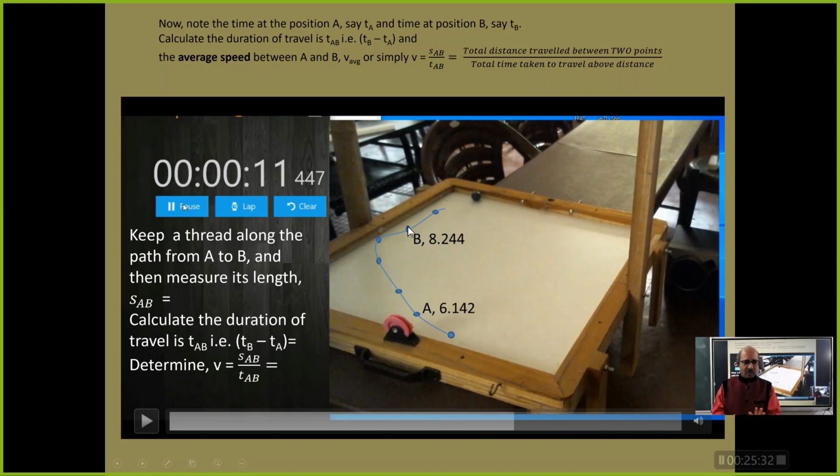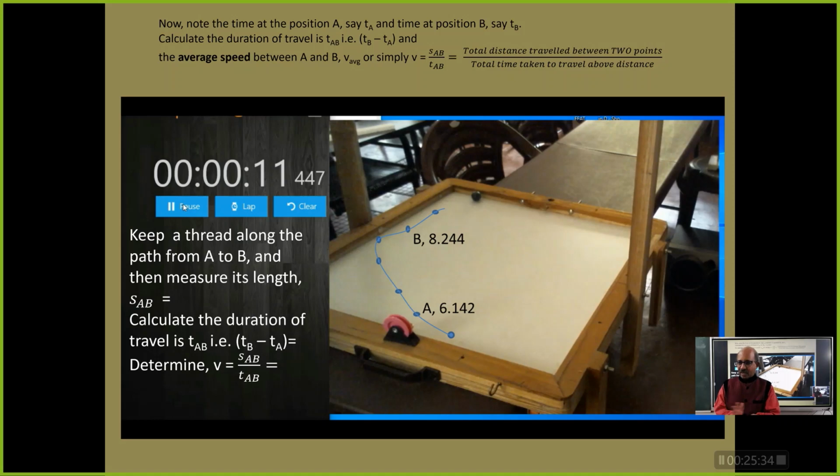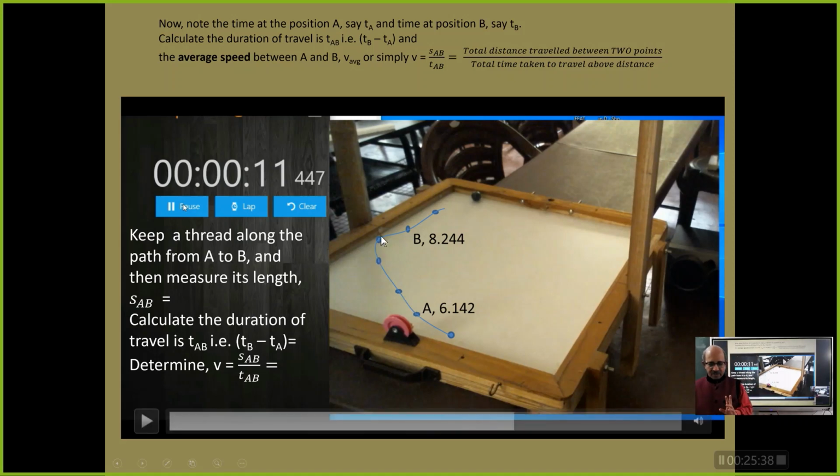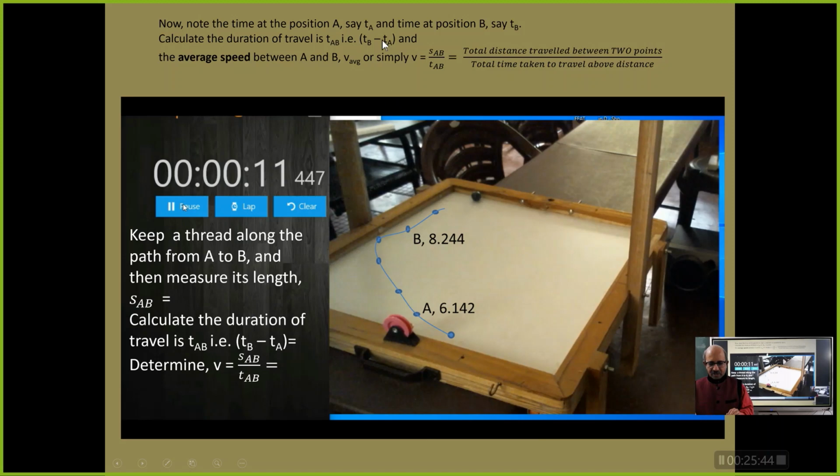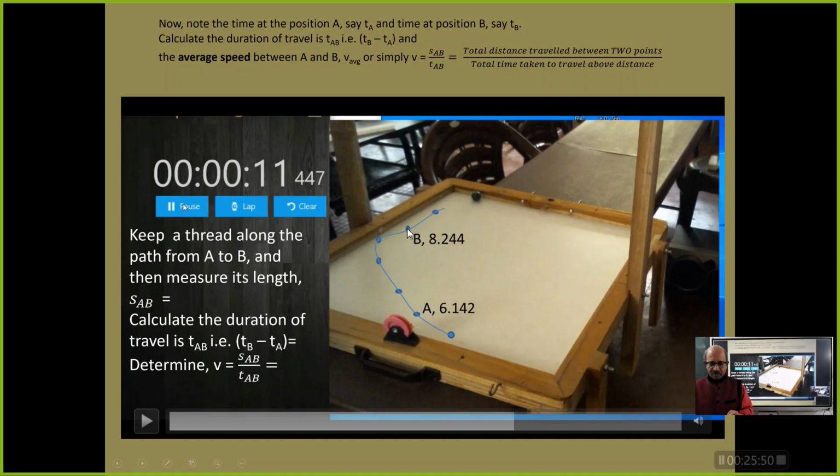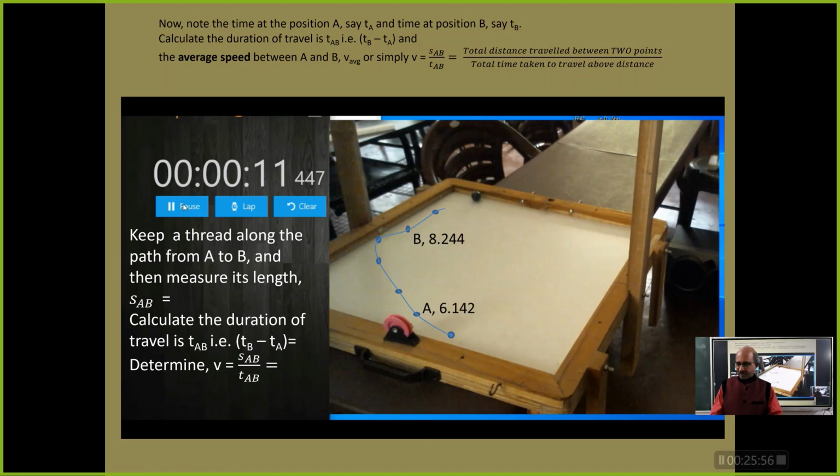Now, I would like to know something like a statistical average. What I do here is, I will measure the distance from A to B along this path, and I will also measure the instant of time here and the instant of time here, which are TB and TA, and I subtract TA from TB. If I subtract the instant of time here from the instant of time here, what will I get? The time interval, or the duration of travel.